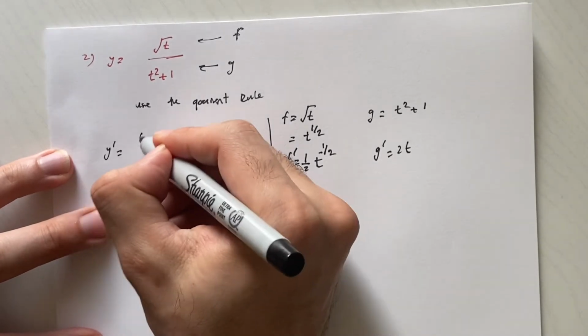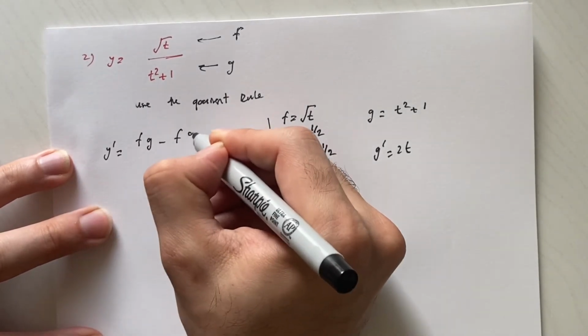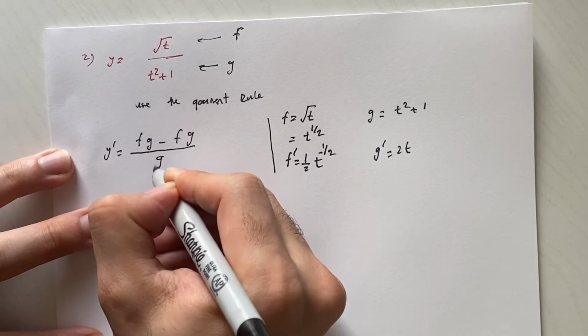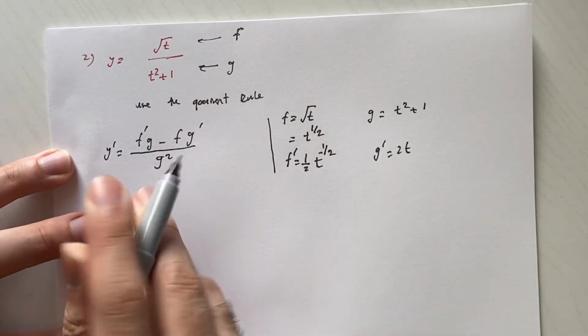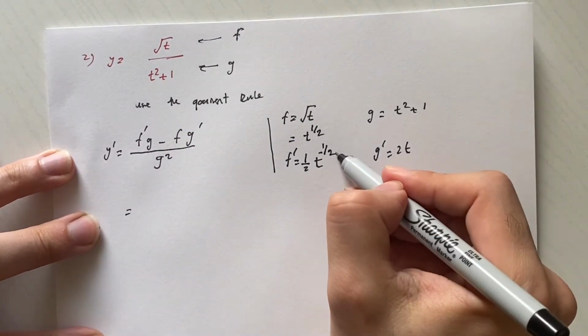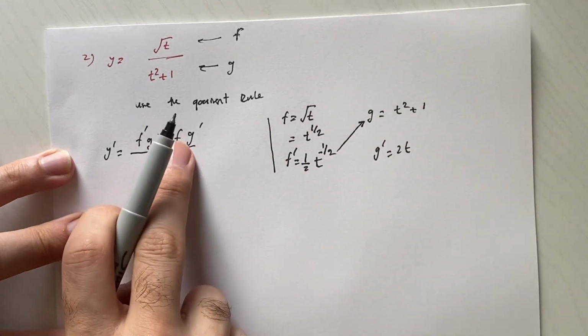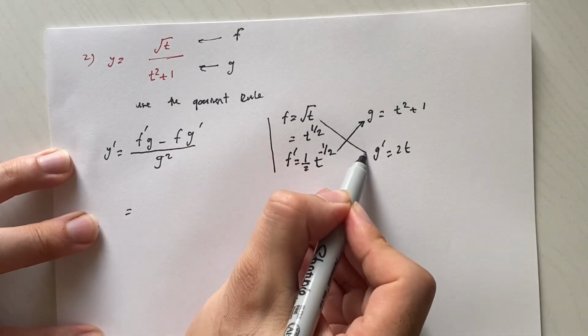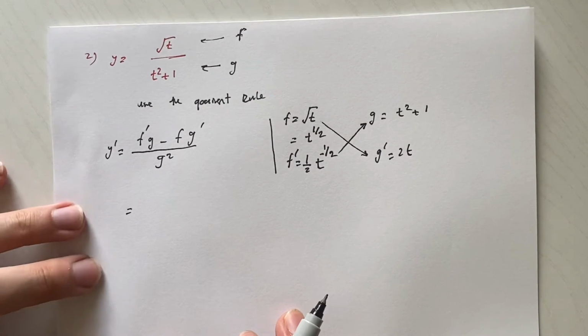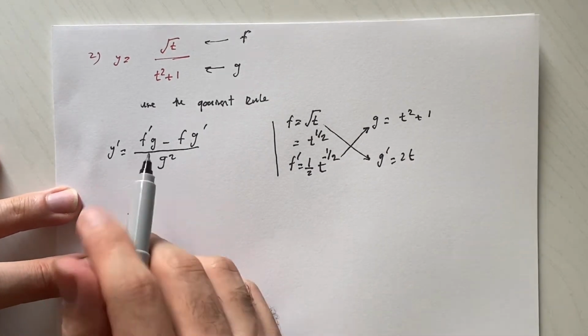Now after finding these functions, I'm ready to plug that into the quotient rule. So for the first term I'm gonna multiply f prime by g, and the second term I'm gonna multiply f by g prime. Remember all of that is over g squared.